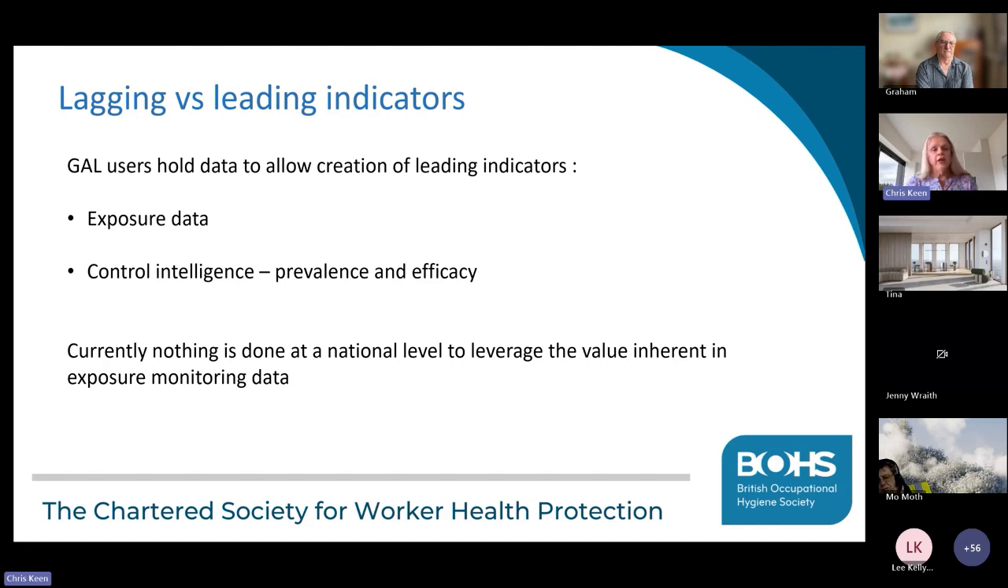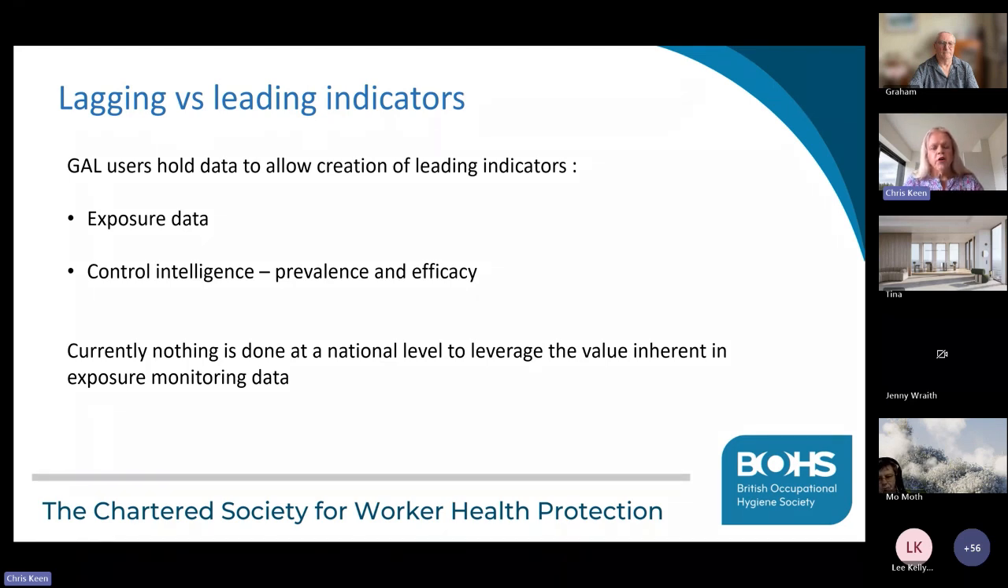This is something that we're working on for a number of substances at the moment, and I spoke last week at the conference about the work that we're doing on respirable crystalline silica. This morning I'm talking about isocyanates. We're in a unique situation with isocyanates through the GAL that Graham's just explained very well, insofar as BOHS have a direct route of communication with every single hygienist in the country that's conducting isocyanate exposure monitoring.